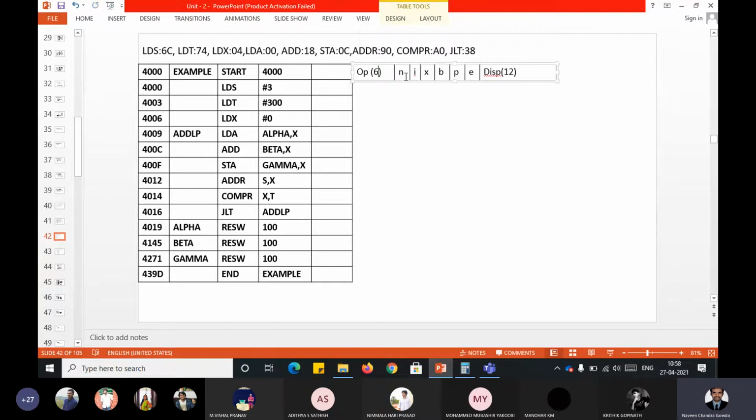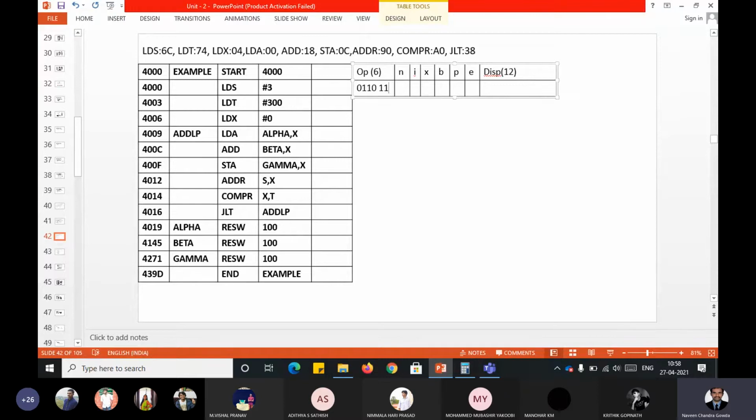You can observe what is the opcode here. It is LDS. What is the opcode value of LDS? It is 6C. But you can't write in 8 bits, you have to write in 6 bits only. How to write 6? 0110 is 6, and C is 1100, but you will be writing only 11. Guys, are you getting this? Yes, sir. We have seen this in the previous example as well.